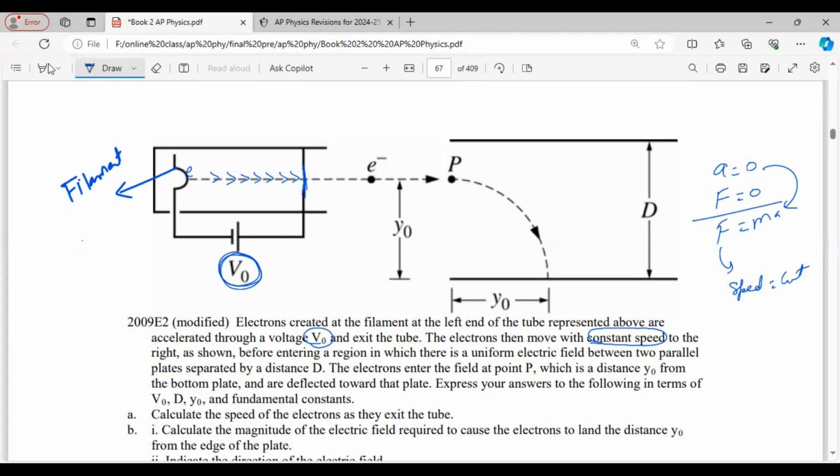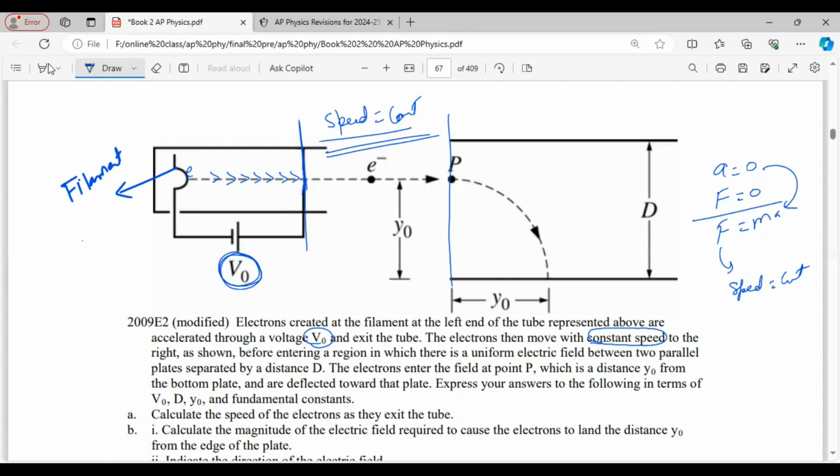And before entering a region in which there is a uniform electric field, from here to here its speed is constant. Its direction will be the same, speed will be the same, because we assume also that there is no gravitational force, because the electron has very little mass. So in this region there is no force at all. So its speed will be constant and acceleration will be 0.